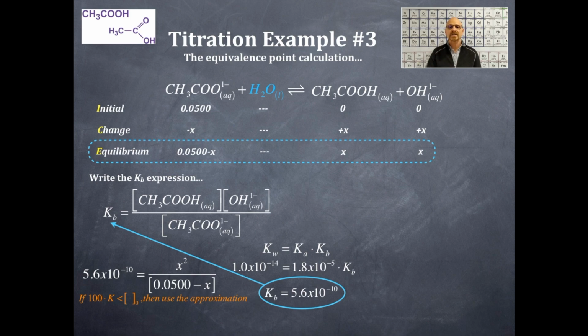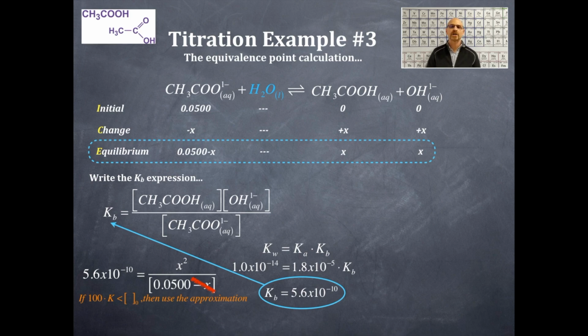So 5.6 times 10 to the -10, that's my K. 100 times that, is that less than 0.0500? Yes, that is the case. So if that is the case, I'm going to get rid of that minus x in the denominator term, and now I do not have to use the quadratic. I can use the approximation.